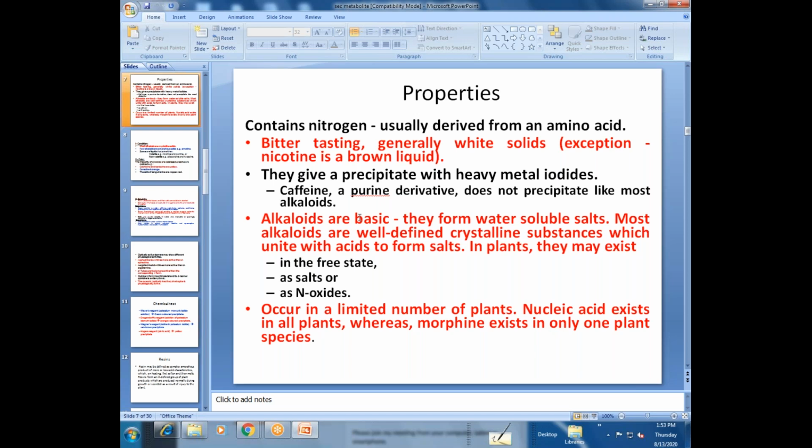So N oxides are also not stable. Either the base is stable or the salt is stable to extract. They occur in a limited number of plants. Nucleic acid exists in all plants, whereas morphine exists in only one plant species.